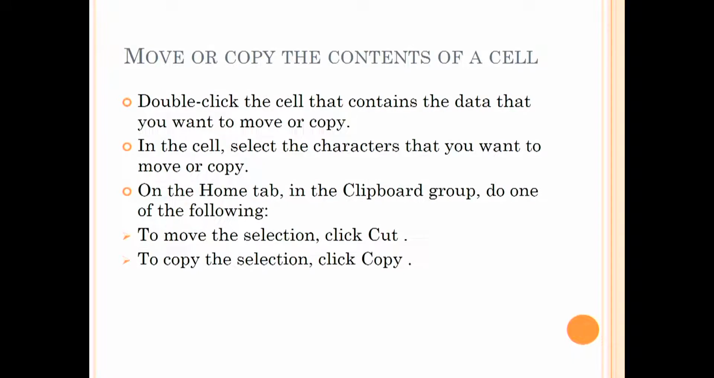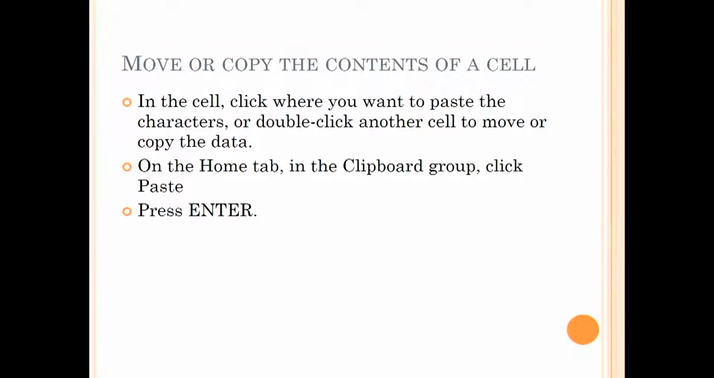Now, how do we move or copy the contents of a cell? Double click the cell that contains the data that you want to move or copy. उसमें से आपको कैरेक्टर्स को सिलेक्ट करना है जो कि आपको मूव करने हैं या कॉपी करने हैं. फिर होम टैब पे जाके अगर सिलेक्शन को मूव करना है तो आप कट पे क्लिक करेंगे, और अगर सिलेक्शन को कॉपी करना है तो आप कॉपी पे क्लिक करेंगे. इससे आप कंटेंट्स को मूव और कॉपी कर सकते हैं. In the cell, click where you want to paste the characters or double click another cell to move or copy the data. On the home tab in the clipboard, click paste and then simply press enter.